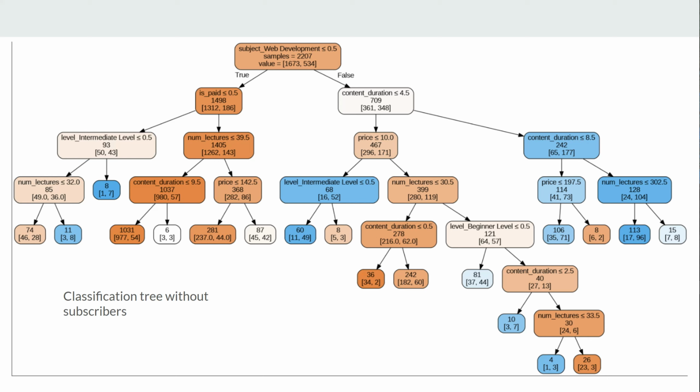And so this is how we decided to use classification trees to profile what makes a course a high review course.